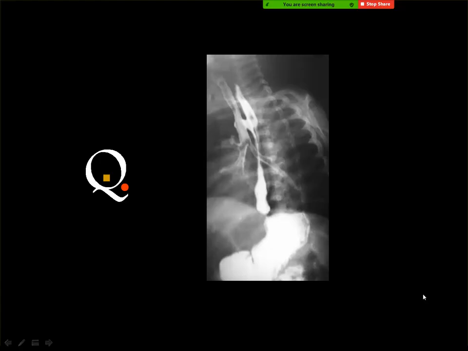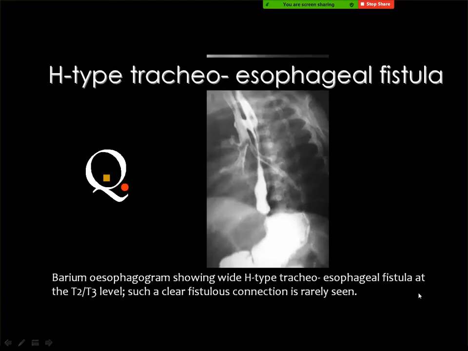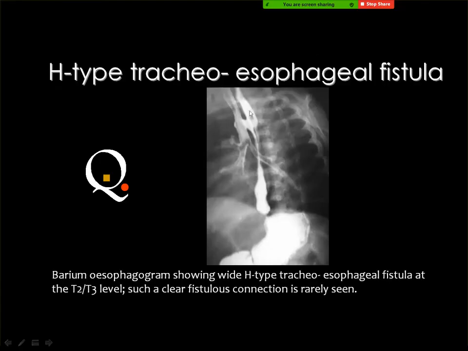Esophageal atresia, H shape. Not fistula. This is the esophagus and the trachea, and the site of fistula's communication.